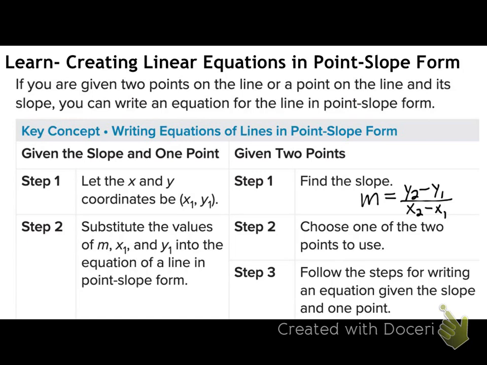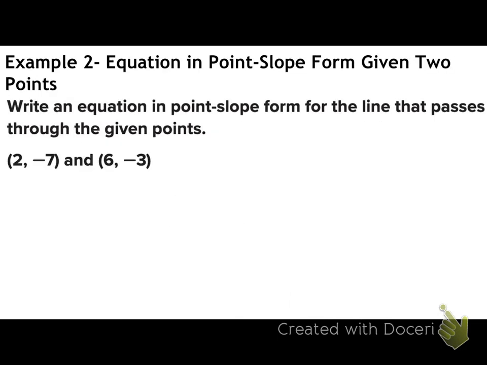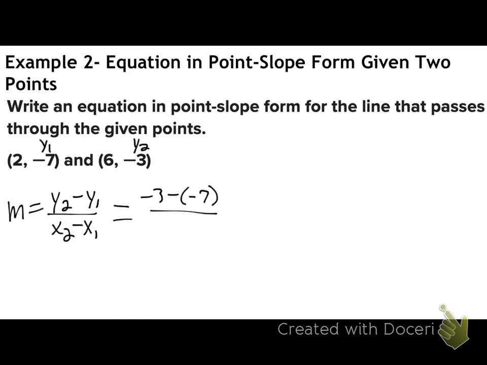Okay? So, since I don't know the slope, what's the very first thing I need to do? Find the slope using m equals y2 minus y1, my slope formula. You okay with that? Okay. What's my y2 value? -3. Minus, what's my y1 value? -7. I've got to account for the minus from the formula and the negative from the ordered pair.